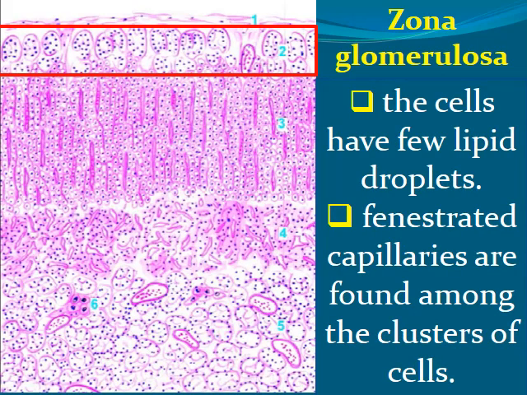In this picture, the red mark area, you can see the rounded or arched cluster of cells, the zona glomerulosa layers. The cells have few lipid droplets. Fenestrated capillaries are found among the cluster of cells.